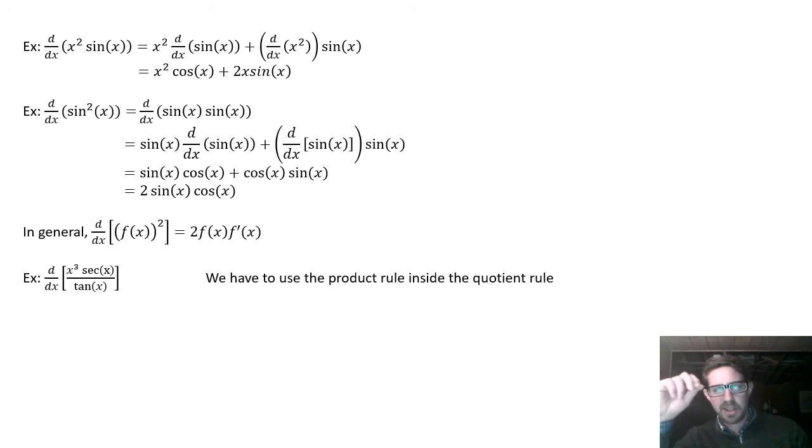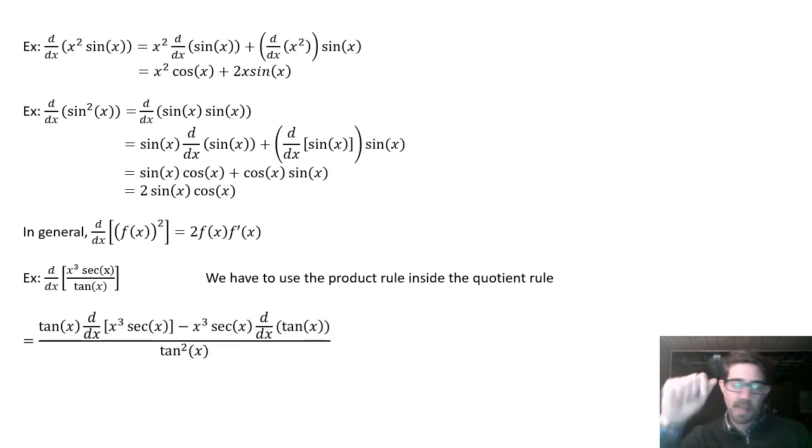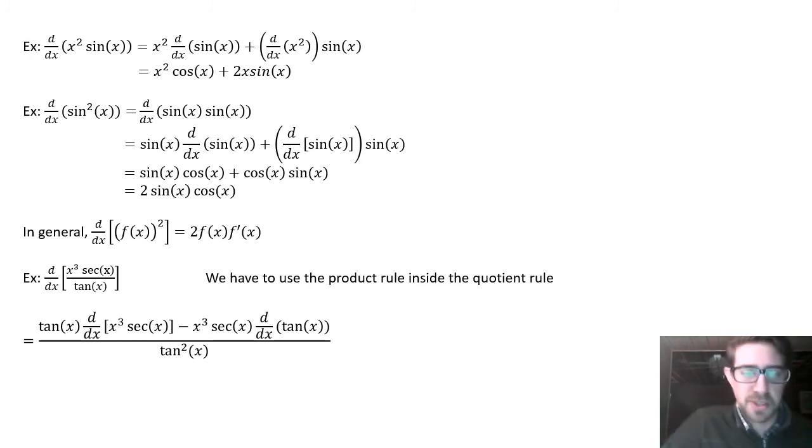So this is a quotient, except that the numerator is a product. So when we do the derivative of the numerator, we have to use the product rule inside of the quotient rule to get that. Fun. Okay, so here we go. It's the bottom times the derivative of the top, so tangent of x times the derivative of x cubed times secant of x, minus the top times the derivative of the bottom, so x cubed secant of x times the derivative of tangent, all over the bottom squared.